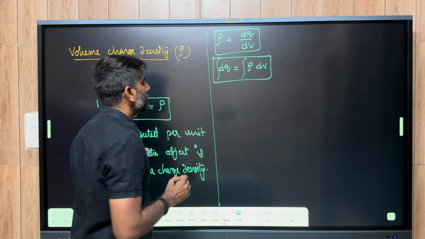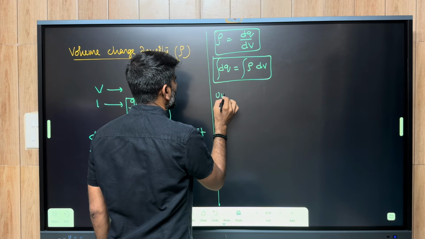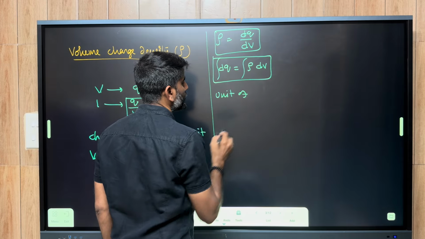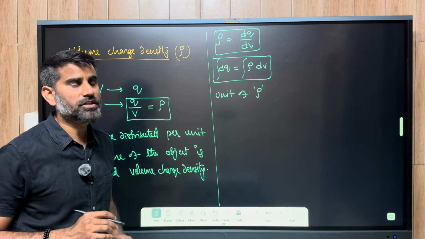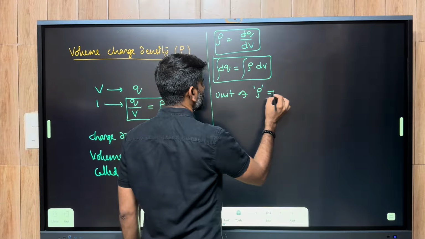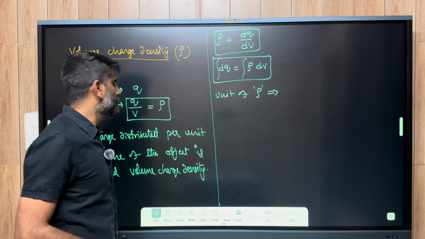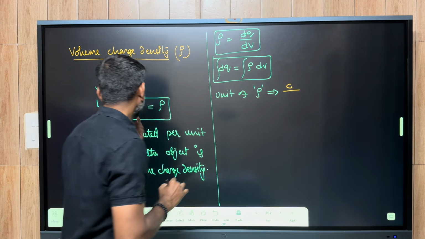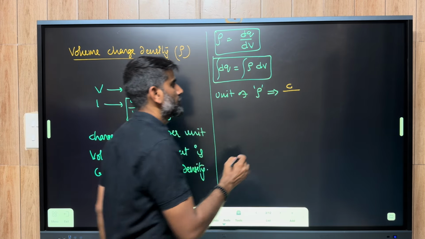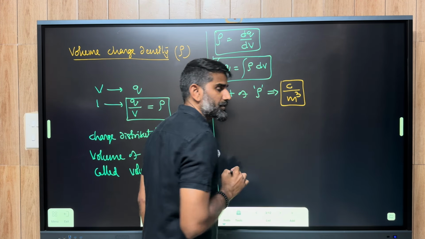Now let us define the unit of rho, the unit of volume charge density. What will be the unit? It is Q by volume. The unit of charge is coulombs, and the unit of volume is meter cube. This will be our unit.